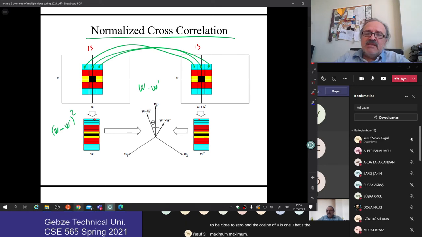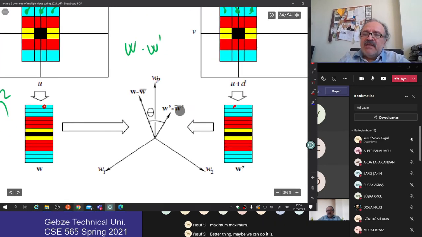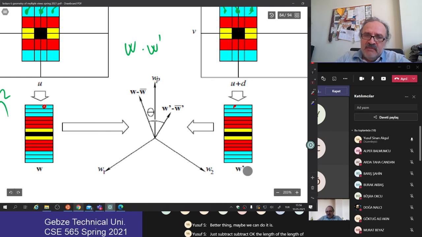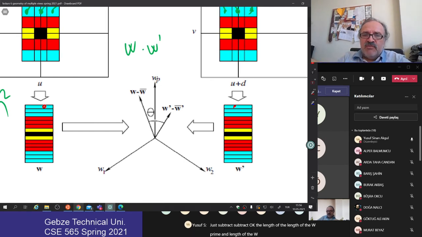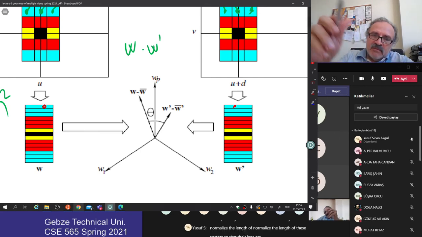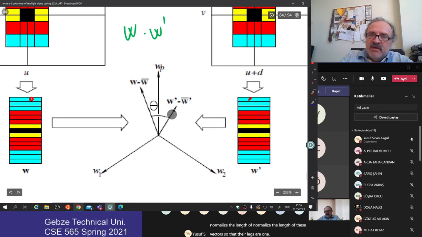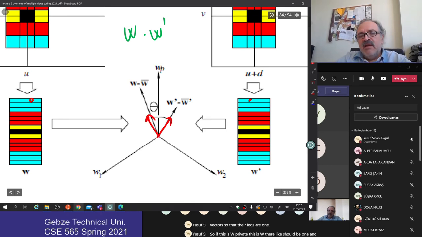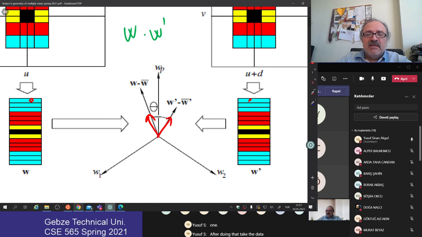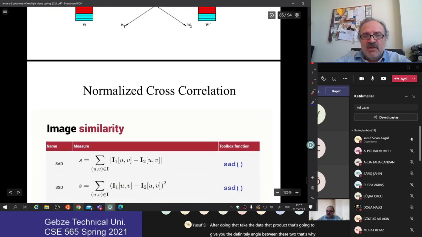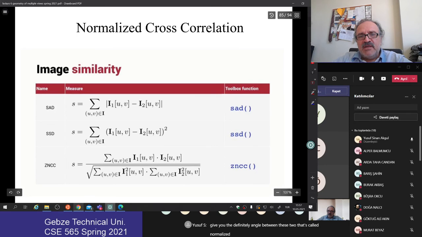A better thing maybe we can do is normalize the length of these vectors so that their lengths are one. So if this is W prime and this is W, their length should be 1 and 1. After doing that, take the dot product. That's going to give you the definite angle between these two. That's called normalized cross correlation, and this is the formula for the normalized cross correlation.